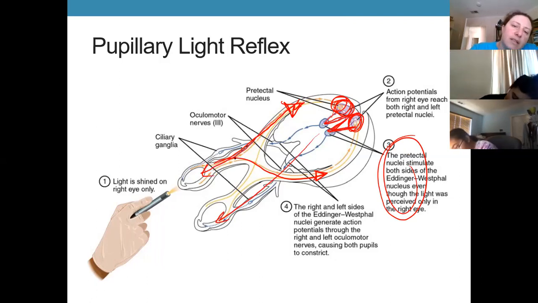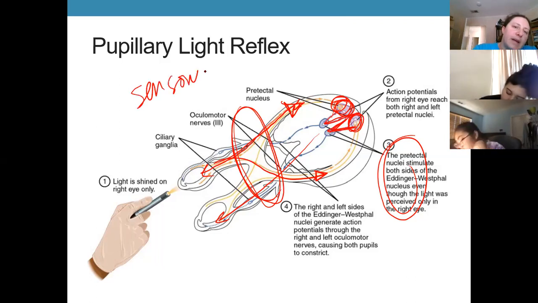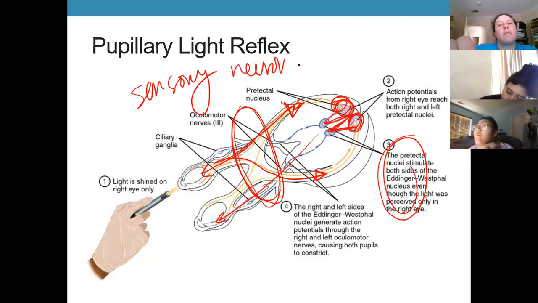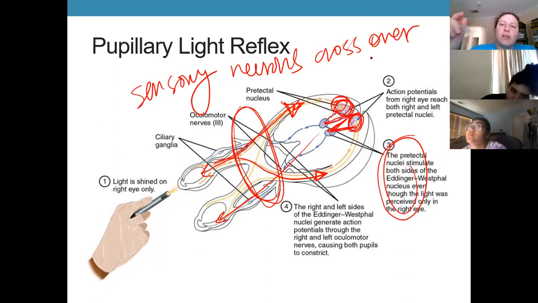All right, so this crossing over, or decussation, of some of the sensory neurons is what's responsible for the bilateral response. So we have bilateral integration caused by bilateral sensory neuron signals, and that causes the response to be bilateral as well. If it's not, it indicates an issue somewhere along the line in the pathway.